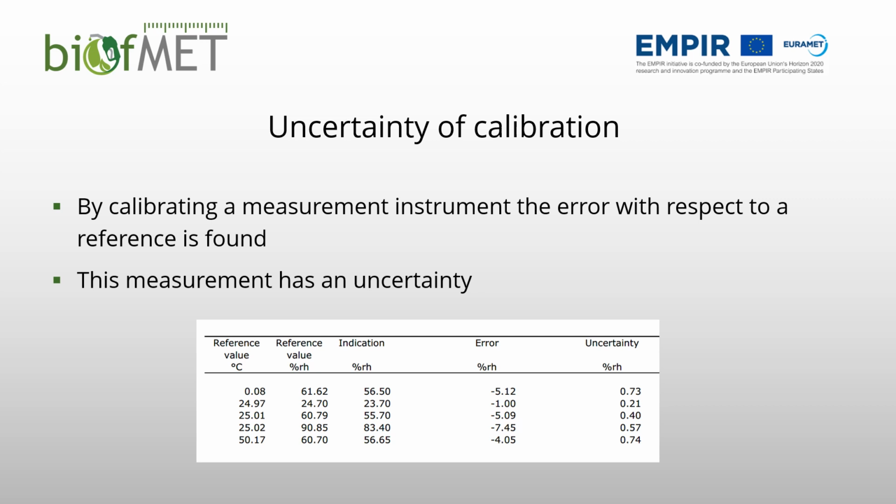By calibrating a measurement instrument, the error with respect to a reference is found. This measurement has an uncertainty. An example from the calibration certificate of a relative humidity sensor is seen here. You will find the error and the uncertainty of the error in the two last columns.